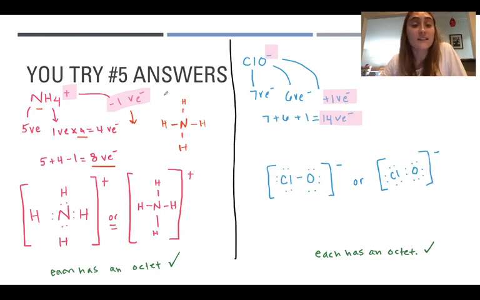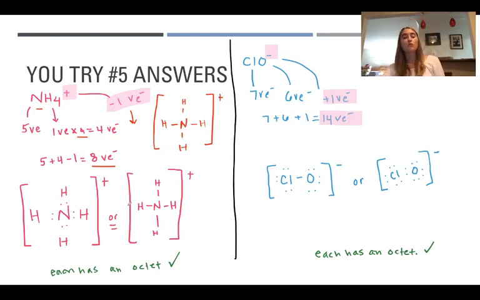Now remember the last step, put the brackets around. This has an overall 1 plus charge, so you would put a positive charge up here. And down here I wrote the 2 formats. So again, here's the dot version versus the dash version. Either of these are acceptable, just don't forget the brackets for charge.